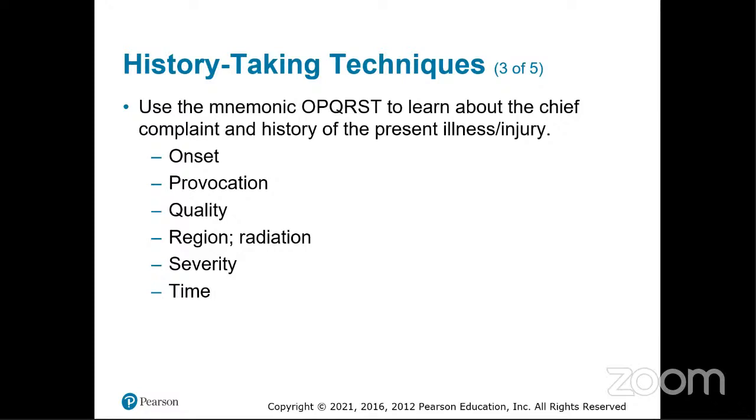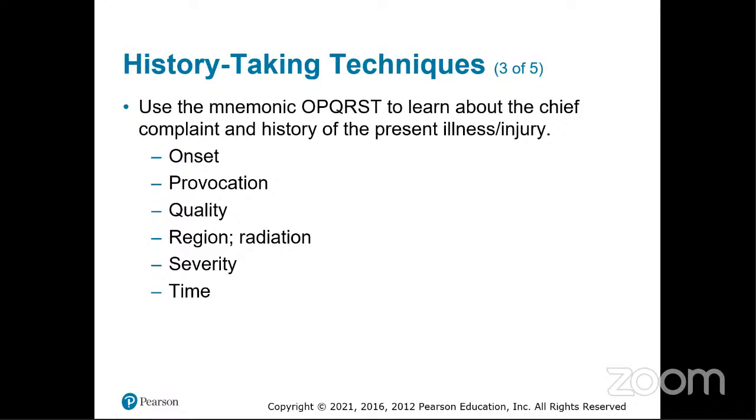Provocation means what were you doing when it brought it on? Were you out mowing the lawn? Were you just sitting in your chair? Were you in a wreck? Were you in a fall? Did anything happen that brought it on? Quality, that's where you have them describe. If it's difficulty breathing, is it tight in your chest? Is there pressure in your chest? The pain, is it stabbing? Is it a dull pain? Is it an ache? Just have them describe whatever their present illness or injury is.